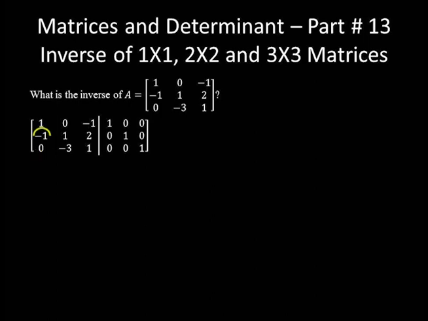To make this negative 1 a 0, we can add 1. That one is already here. Hence, the row operation that can convert this negative 1 to 0 is row 1 plus row 2.